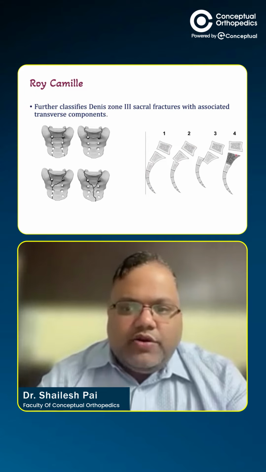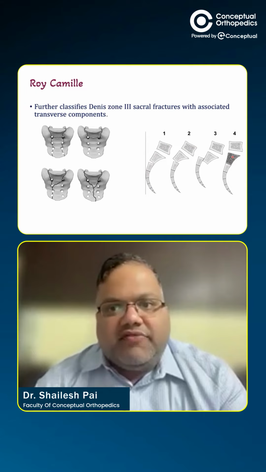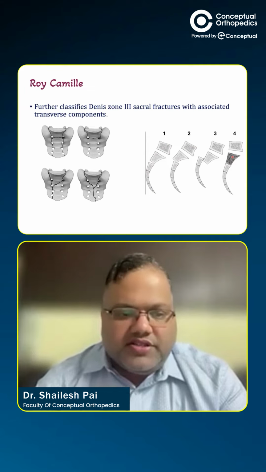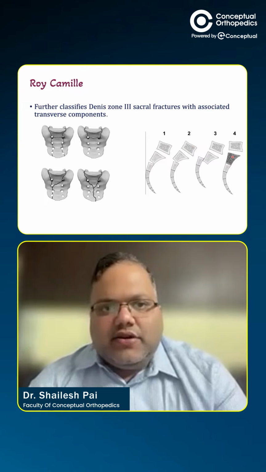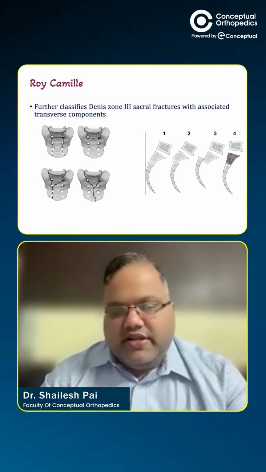Type 4, there is no angulation, no listhesis, but there is an impacted fracture, a comminuted or an impacted fracture of one of the sacral bodies. Okay. So that is the Roy Camille classification, which is a further classification of type 3 Dennis classification.